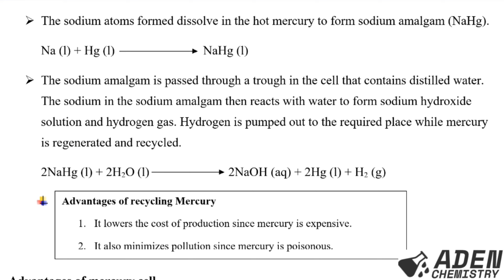So the equation is here: 2 moles of sodium amalgam liquid will react with 2 moles of water, which is liquid, to form sodium hydroxide solution and also hydrogen gas. Remember, mercury is also regenerated. So what are the advantages of recycling mercury? We have 2 advantages. One, it lowers the cost of production since mercury is expensive. Number 2, it also minimizes pollution since mercury is poisonous.